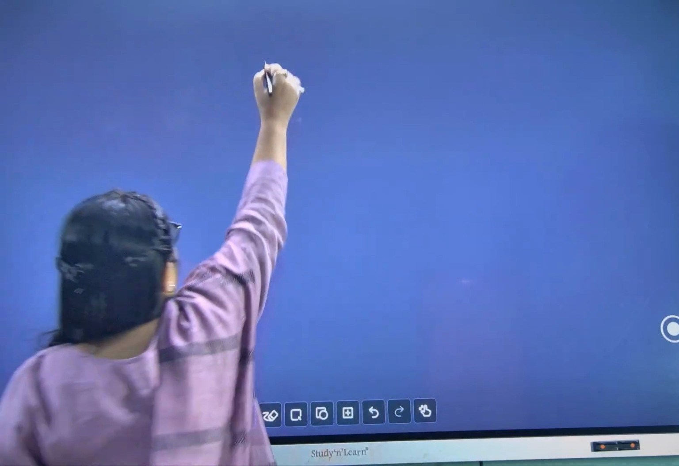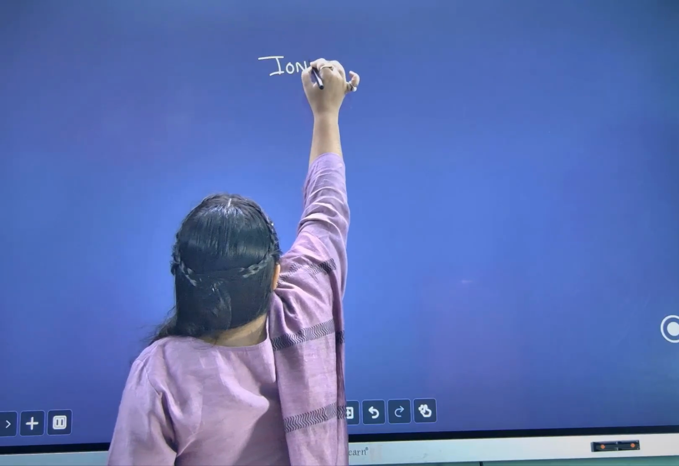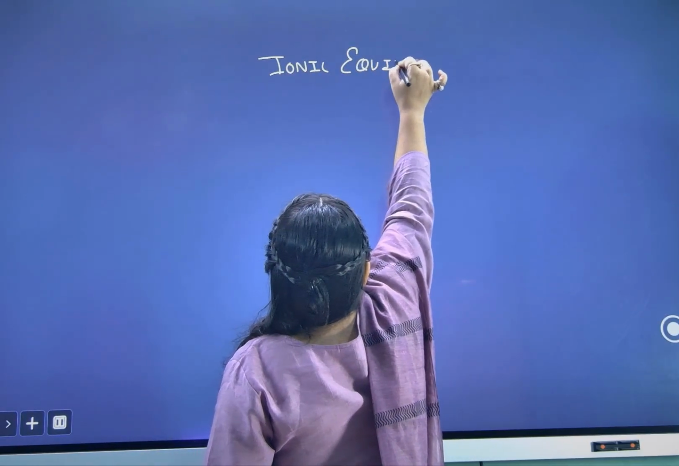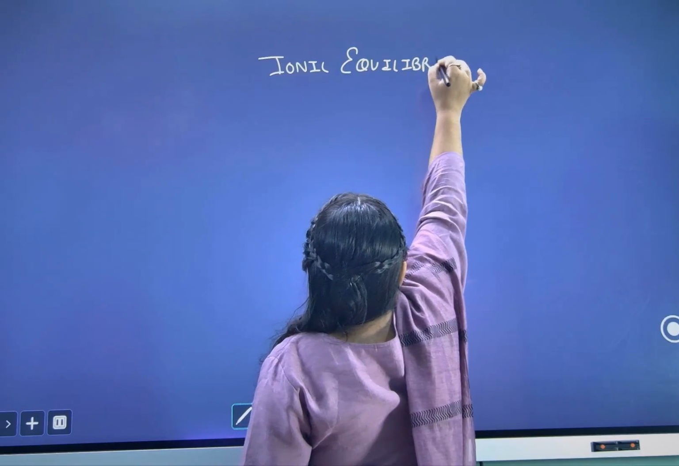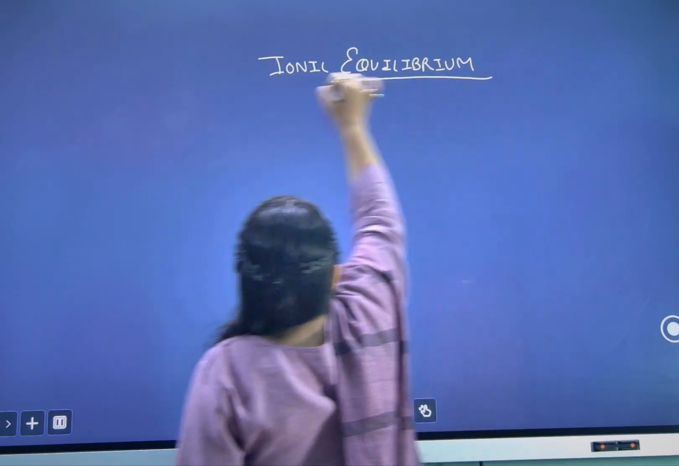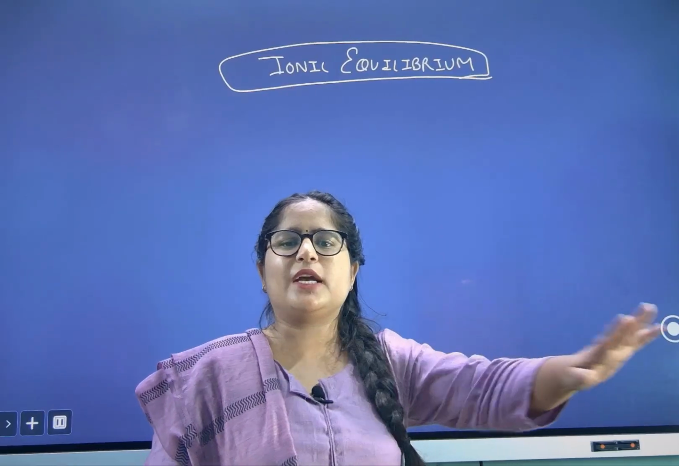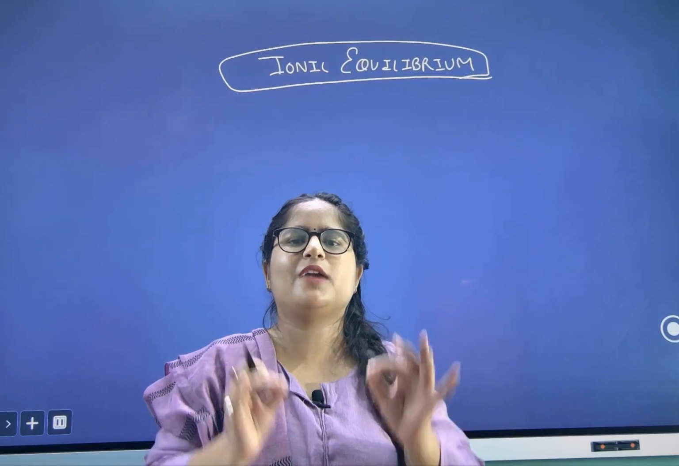Okay, so let us start our ionic equilibrium. Today we are going to see ionic equilibrium. It is one of the most difficult chapters from the student point of view, but believe me, this is one of the easiest. Only the straight questions will be simple, straight formula based.